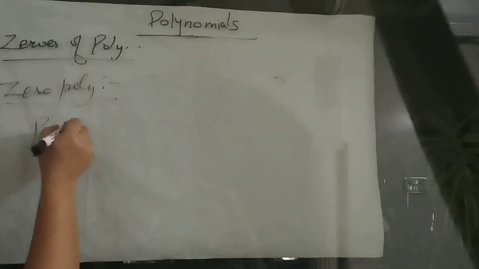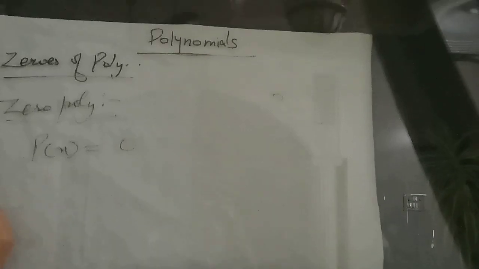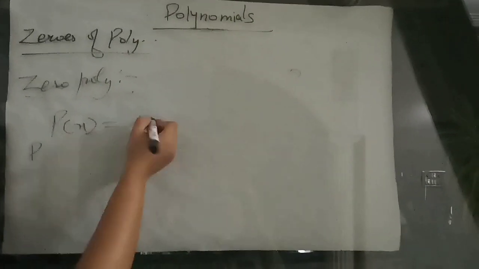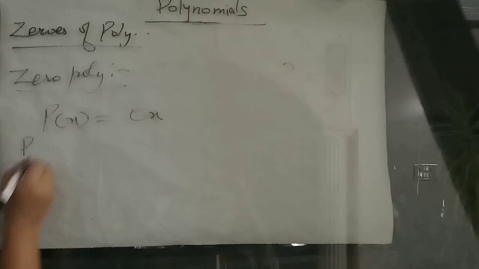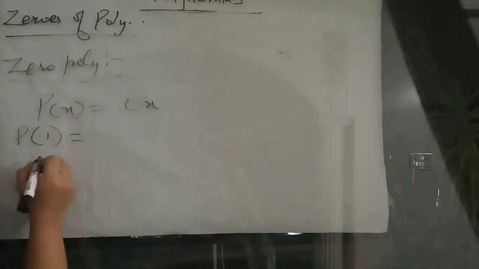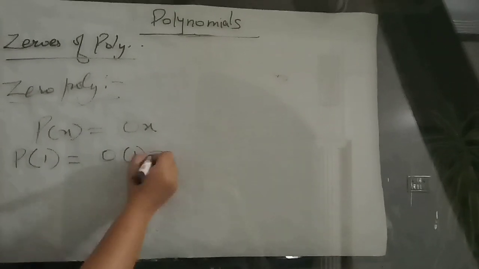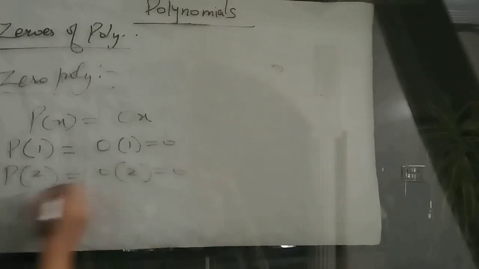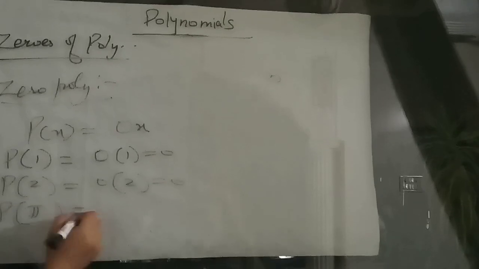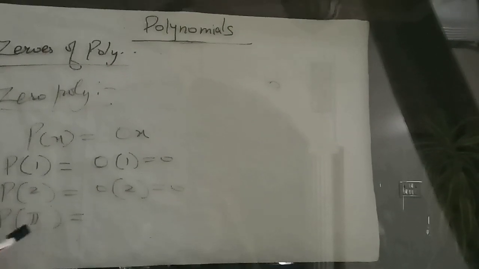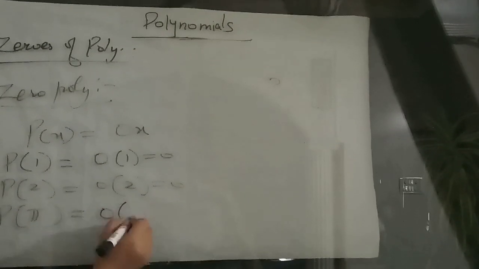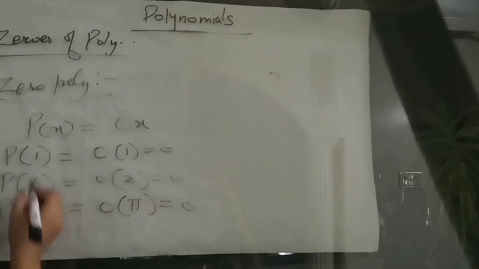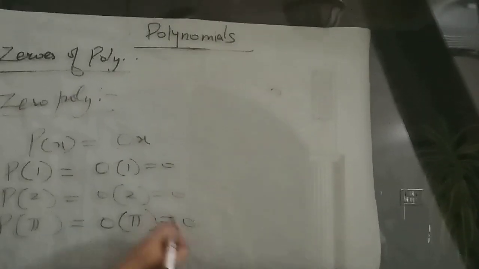Let us take the 0 polynomial. Let p(x) be the 0 polynomial, 0. Now put some number in it, or we can write it as 0 into x. Take x equal to 1: 0 into 1, your answer is 0. Take 2: 0 into 2, answer is 0. Take pi, any real number, we can take rational or irrational numbers: 0 into pi is 0. So your answers are becoming 0.